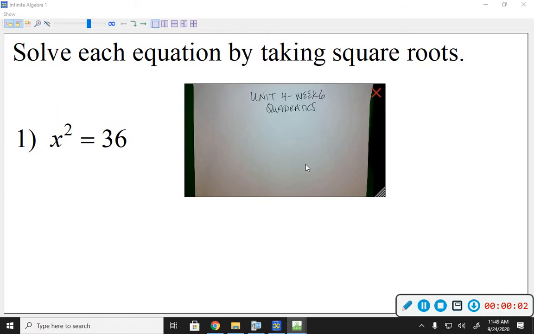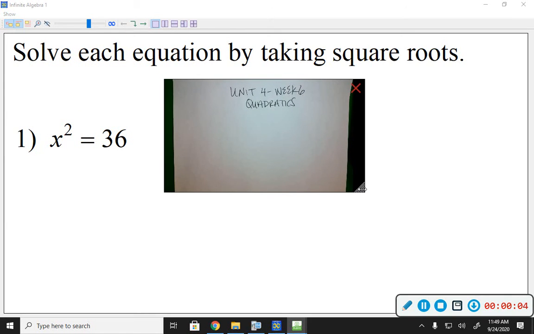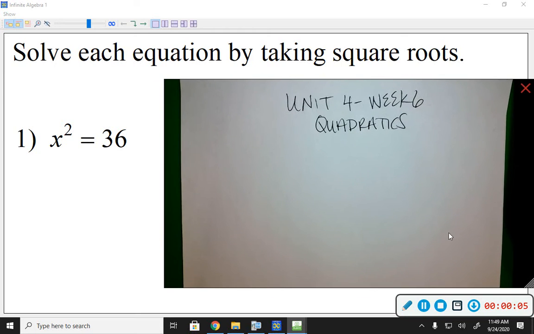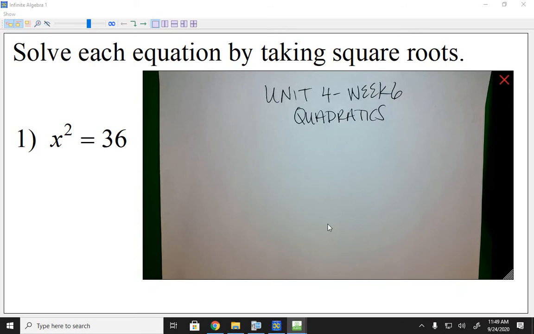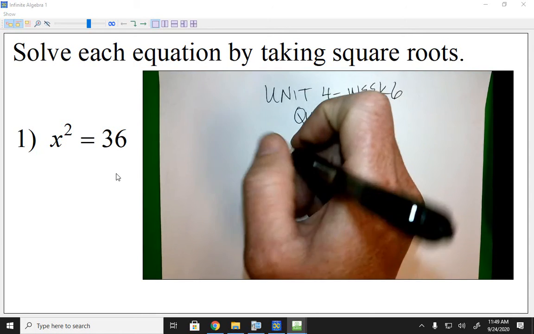Okay, Math 2, we are in Unit 4, Week 6, so this should be your remote week. Well, you're always remote week, but for the kids at school, call it a remote week. If you don't get it done in Week 5. So we have quadratics to do, and so we're going to start with just a simple quadratic.